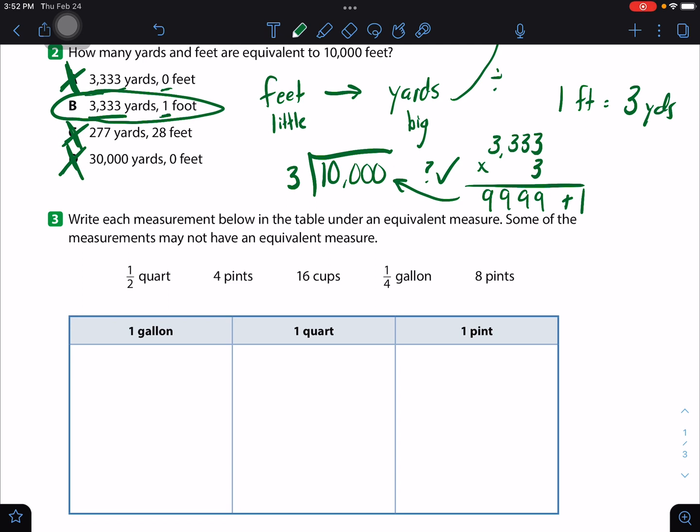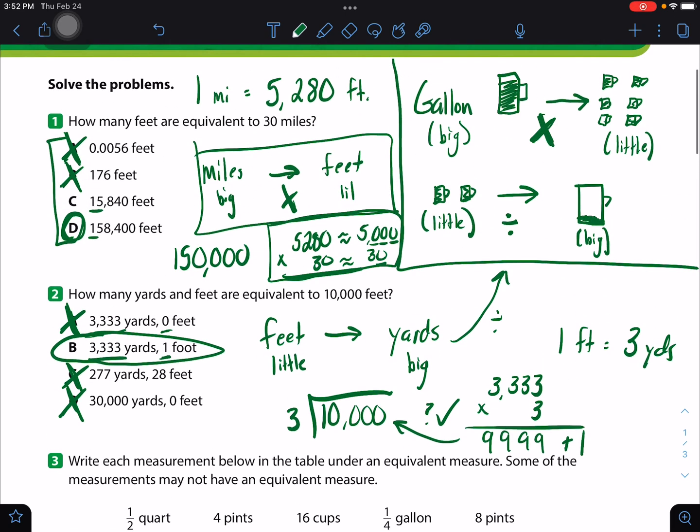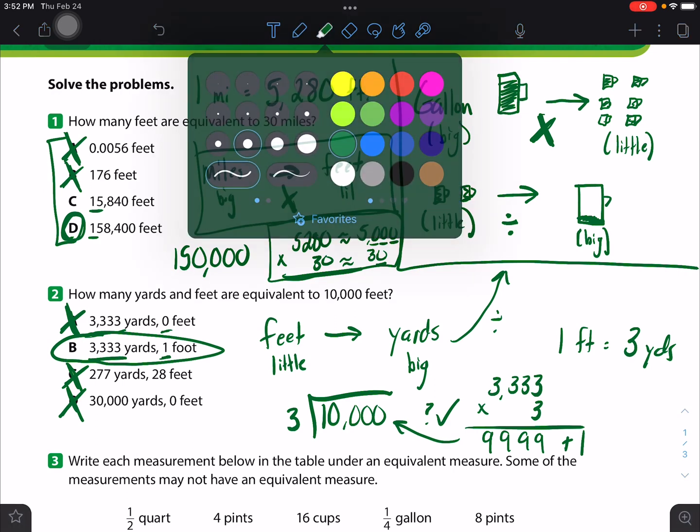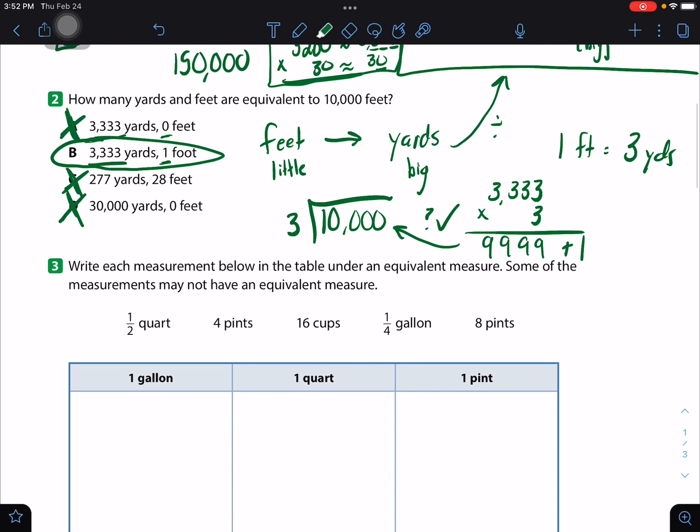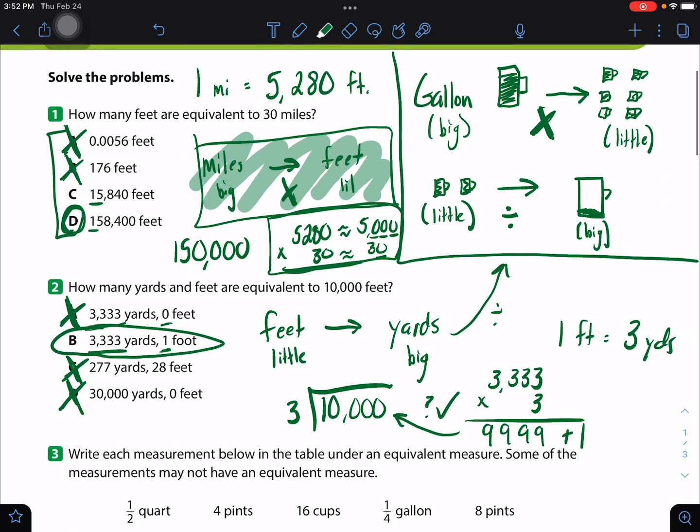Number 3, it says, write each measurement below in the table under an equivalent measure. So far, we've gone from big to little, and we did multiplication. That's what happened over here. When we go from a big measurement to a little measurement, we're using division. Then, when we go from little to big, oh, I'm so sorry, I misspoke.